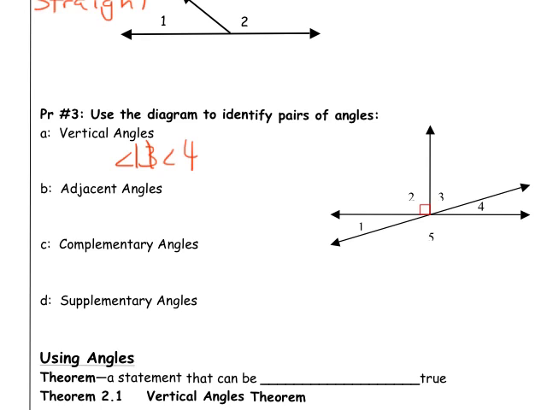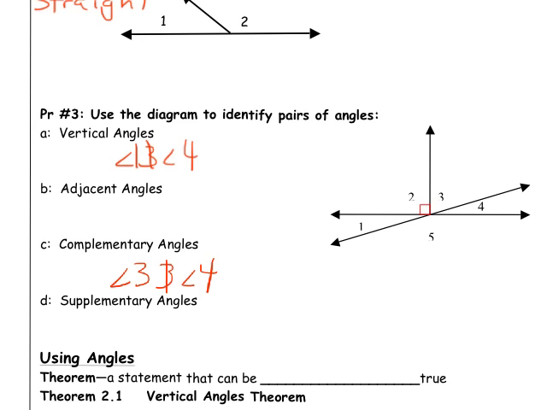Now let's talk about complementary angles. Well, complementary angles, these are angles that add up to be 90. So I see right here that 3 and 4, if I was to add those degrees up, they should definitely be 90, because this angle is 90, and this is a straight line, so this angle over here should be 90 as well. So I would say complementary angles 3 and 4.